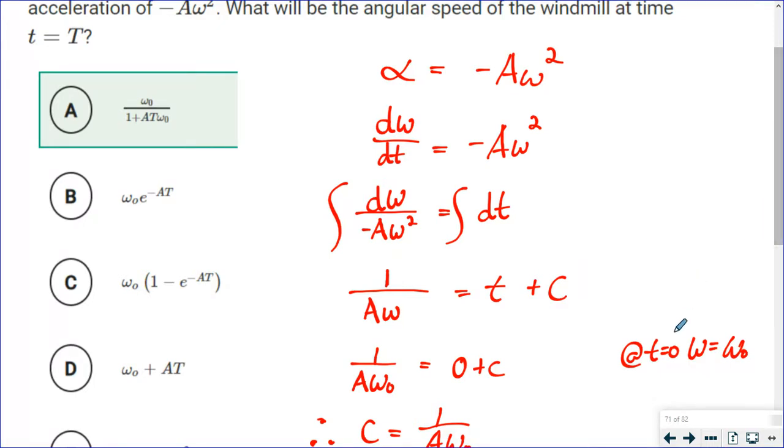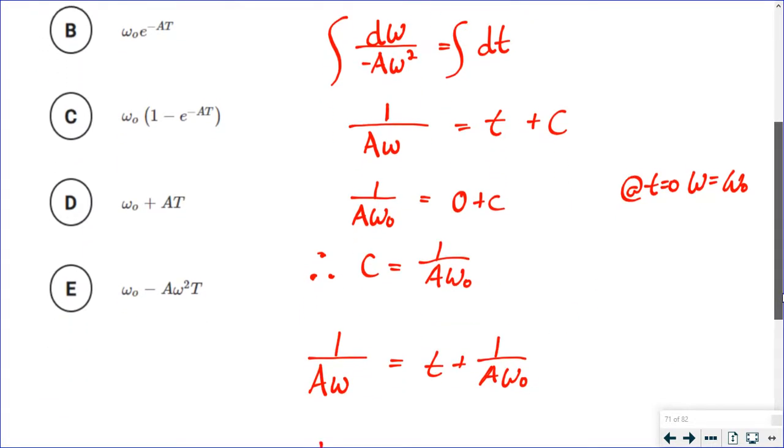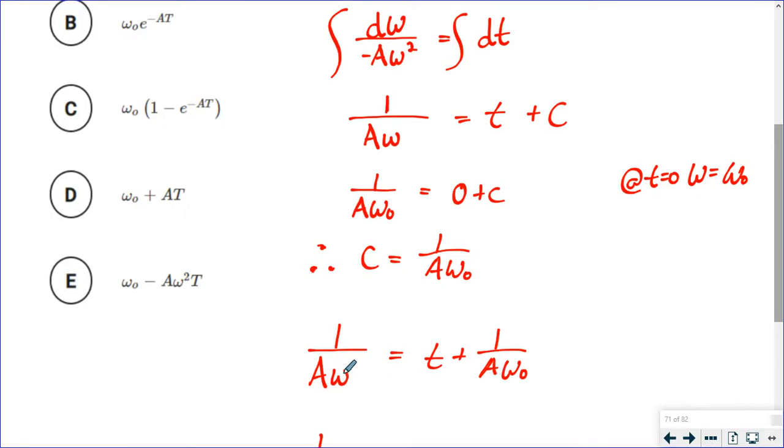We know from the problem that at time t equals 0, we have omega naught. They define that for us. So I can plug in 0 for my time and omega naught for my velocity, and I can solve for c. If you solve for c, you get c equal to 1 over a times omega naught. Now if I plug that back in for c, I just need to solve my equation for omega. This omega is the function I want, omega as a function of time.